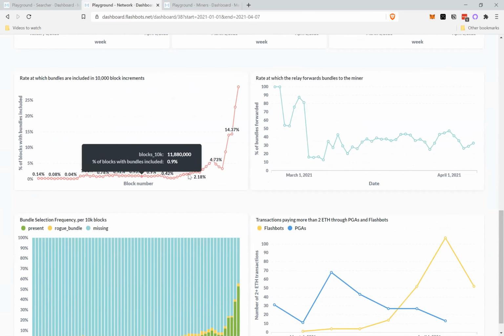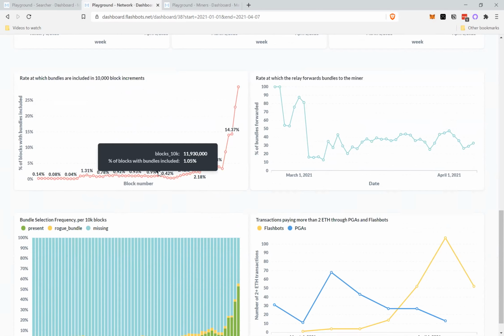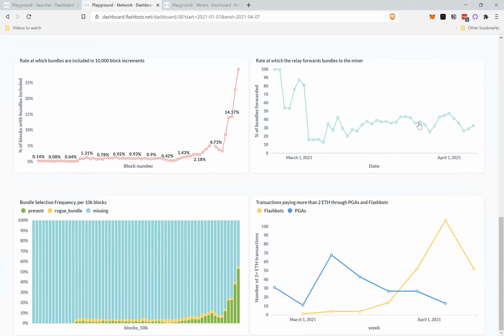We also track the rate at which bundles are included in 10,000 block increments. So this is very reflective of the hash rate that is actually running MEV-Geth. A hockey stick up all the way to about 30% of blocks in a 10,000 block range have bundles included in them. And sort of interesting is the rate at which we forward bundles to the miner, which is the percent of time that bundles over time are passing the simulation.